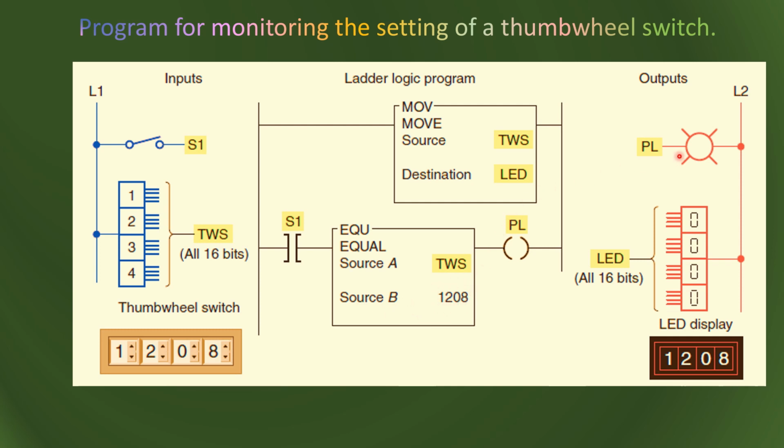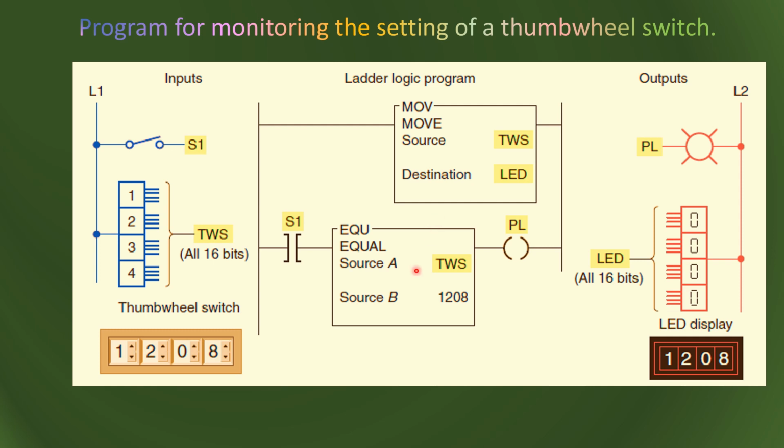The second thing is, whenever the data in source A is equal to the data in source B, the pilot light will become on whenever the switch S1 is closed. This means this should be true and this should be true. So closing S1, S1 will become true. This means it will be closed, and this means it will be true.